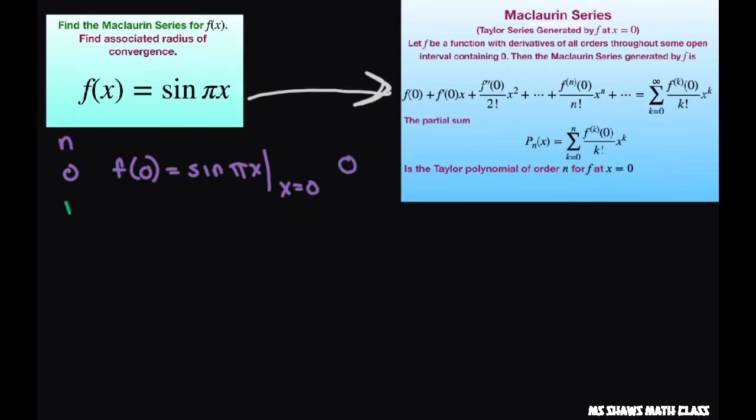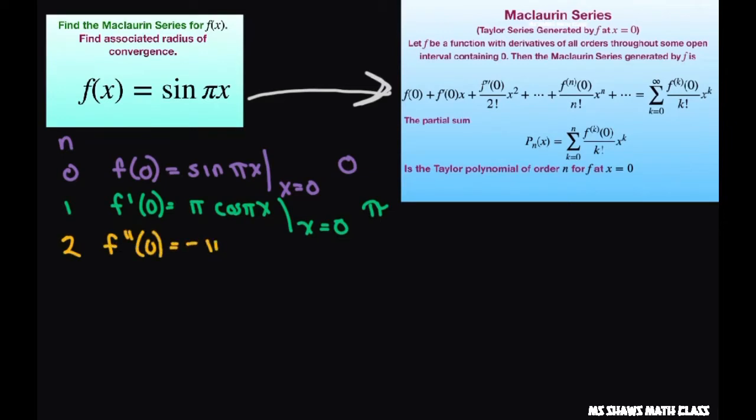For n equals 1, we have f prime of 0, the first derivative. That's going to be pi cosine of pi x. Evaluating that at x equals 0 gives us pi. Next, let's try 2. Our second derivative is going to equal negative pi squared sine pi of x, and if you evaluate this at x equals 0, that is 0.